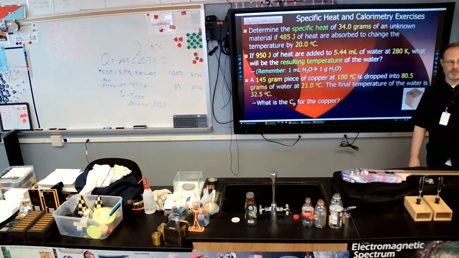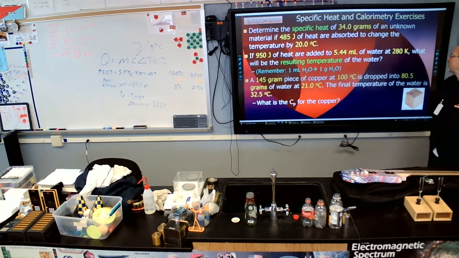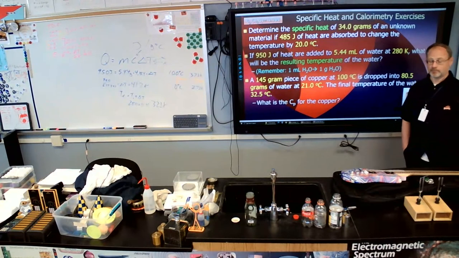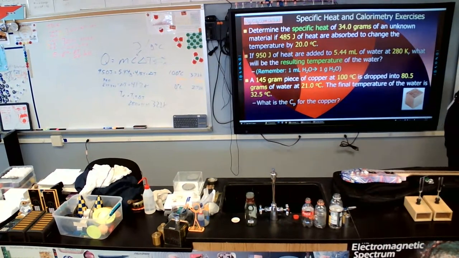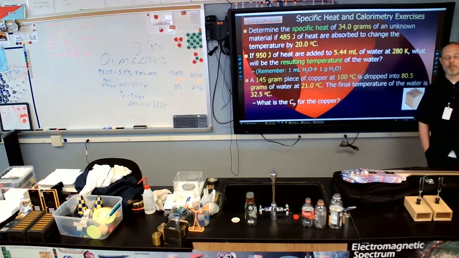A 145-gram piece of copper at 100 degrees is dropped into 80.5 grams of water at 21 degrees. The final temperature of the water and the metal is 32.5 degrees. What is the specific heat for this copper?